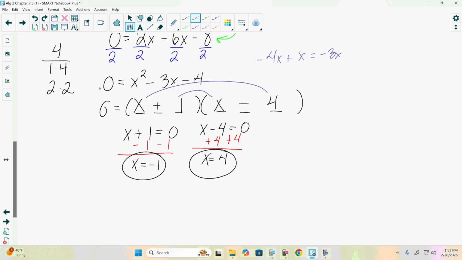Neither one of those is a restriction. And we're done. That's it. Questions on this here?